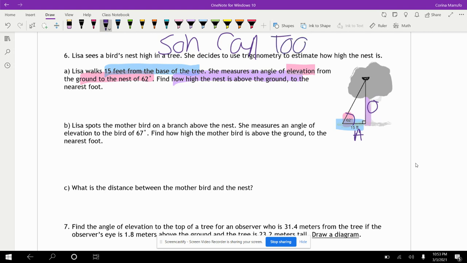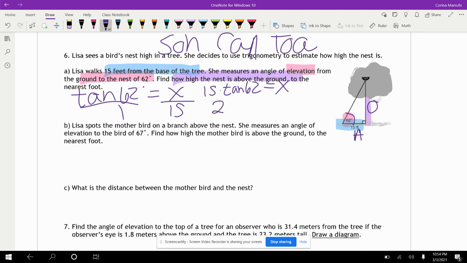Sorry, my pen's glitching. All right, so that means we're going to use our tangent function. So it's going to be tangent of 62 degrees equals our opposite goes first, we don't know what it is, so let's call it x, over our adjacent, which we know is 15. We put this over 1 and cross multiply, and we get 15 times tangent of 62 equals x. So I'm going to put that in my calculator, and that gives me 28.2. And they want us to round to the nearest foot, so that would be 28 feet.